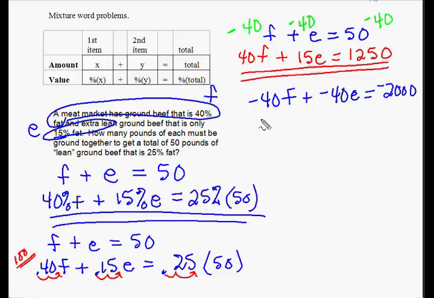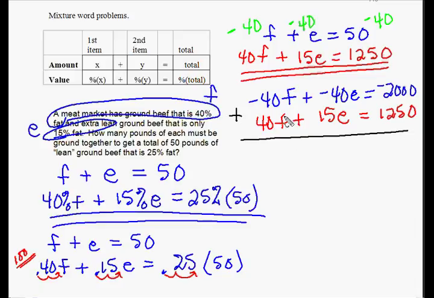The second equation, positive 40F plus 15E is equal to 1,250. If now I try to add these two together, since the F's go away, I'm left with negative 25E is equal to negative 750.